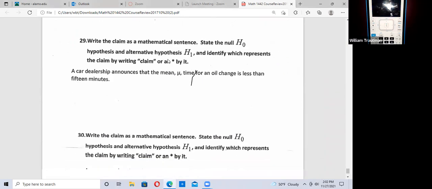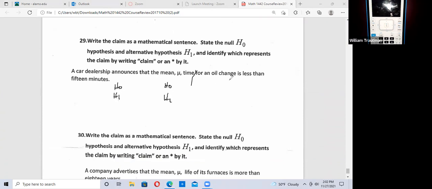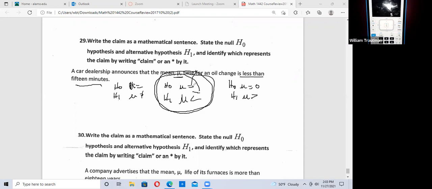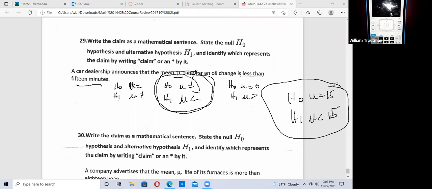Once again, for 29, you have three choices, H0 and H1. The P's, or in this case, the averages, have to equal in the first one. Then you can say not equal. Then you can say less than, or you can say greater than. A car dealership announces the mean is less than 15 minutes. The mean is less than 15 minutes. Less than is this one. So this is the answer. H0, the mean equals 15 minutes. H1, the mean is less than 15 minutes.